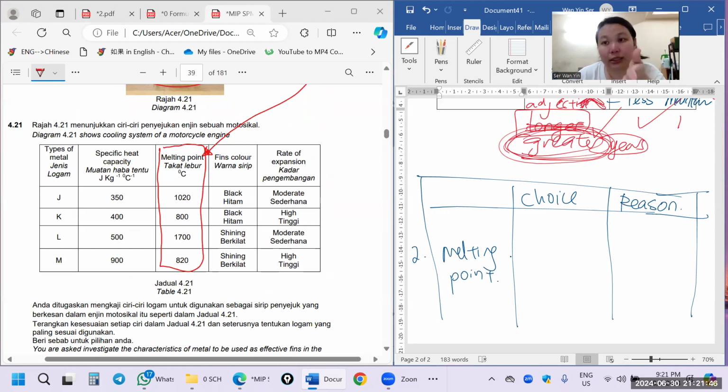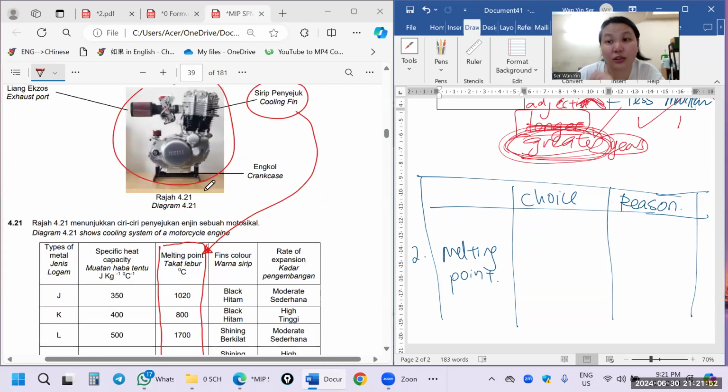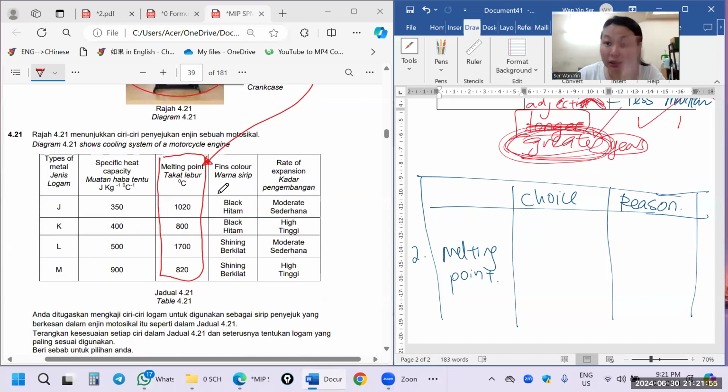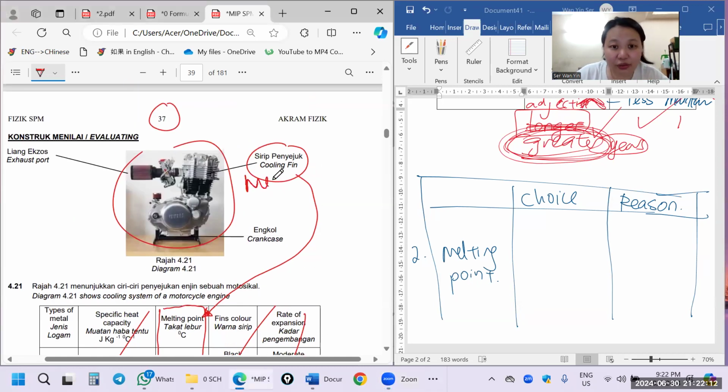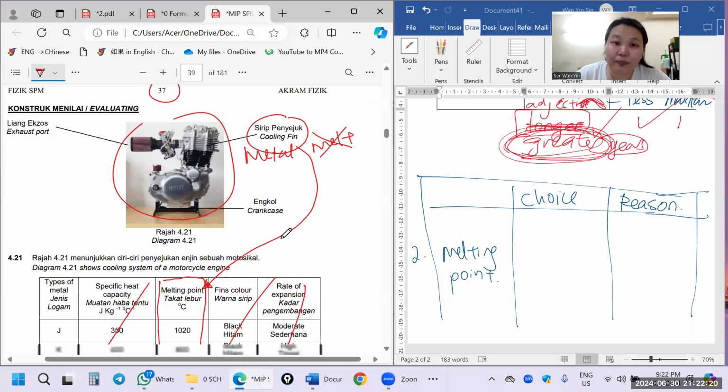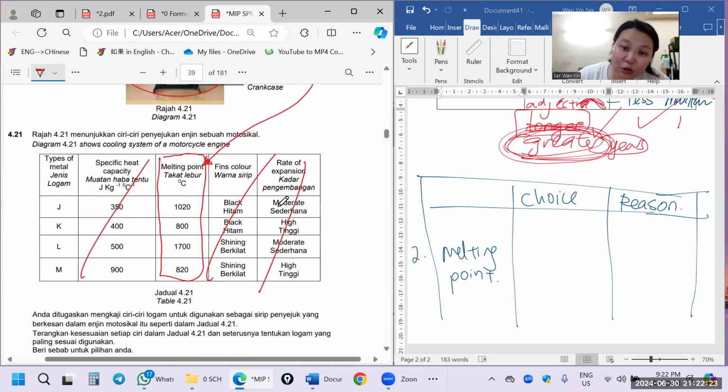Just common sense. Do you want this thing melt fast? Don't want. So you will choose, don't look at others, just look at this. We don't want the metal here to melt. We don't want this metal melt. So what melting point is better?